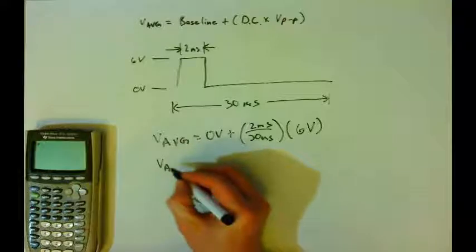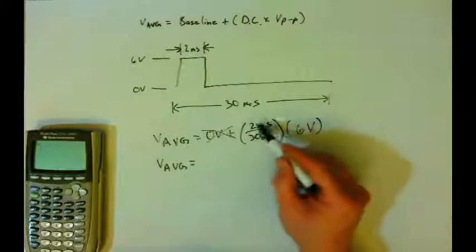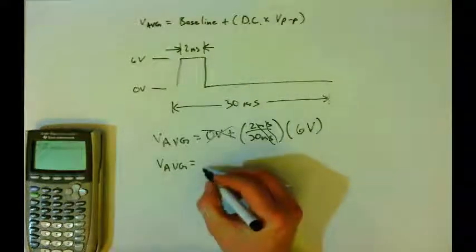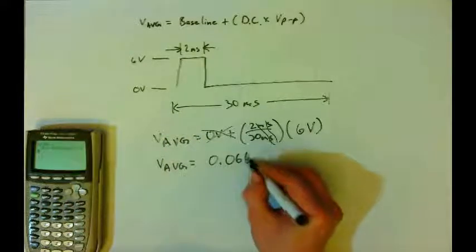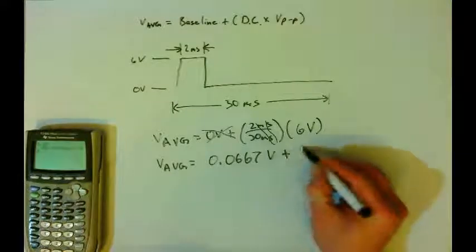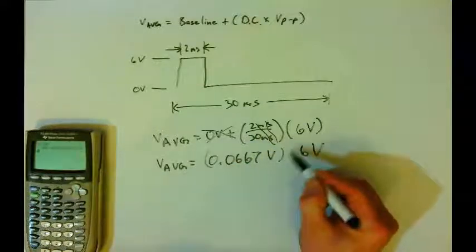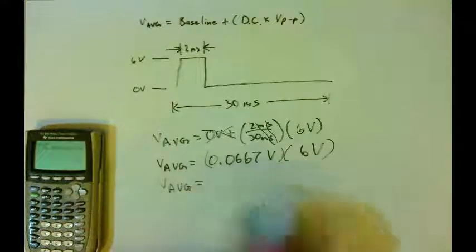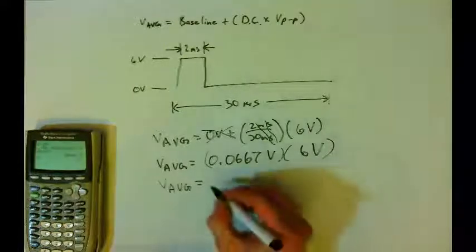And so the average voltage will be 0 plus, I don't need that part, right? It's 0. Here the milliseconds will cancel, and so 2 divided by 30 is going to be, I want to write this out as a decimal rather than engineering notation, 0.0667, times 6 volts. And so the average voltage will be 0.0667 times 6. And so the average voltage is 400 millivolts.